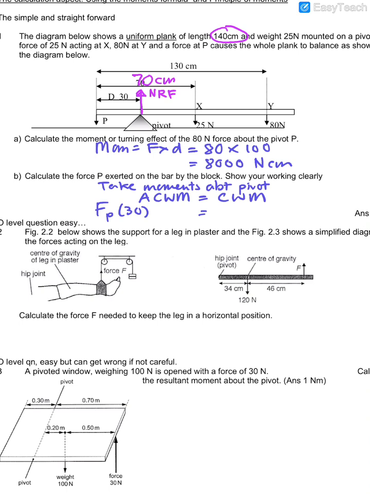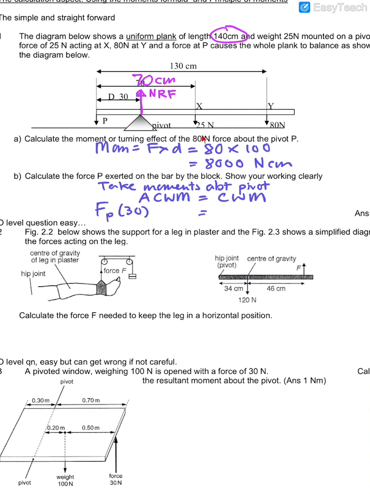Next. Normal reaction force about the pivot. Any moments? The normal reaction force, any moments? No. Why? Because you're on the pivot, right? So this one we don't care.